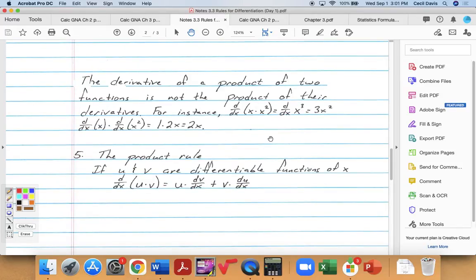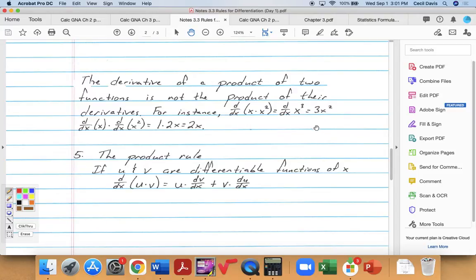Now, although you can add and subtract derivatives, if you have a product, you can't do one derivative times the derivative of the other and expect to get the right answer. Well, think about it this way. If I had x times x squared, that's x cubed. The derivative of x cubed we know is 3x squared. But the derivative of x is 1, and the derivative of x squared is 2x, and if I multiply them together, I don't get anywhere close to 3x squared.